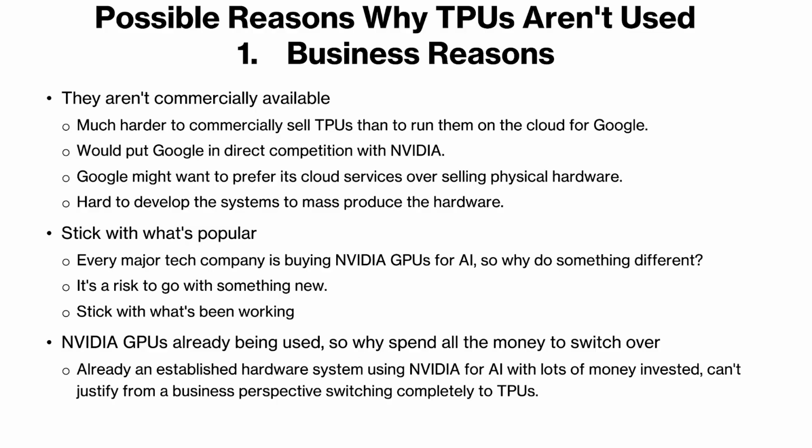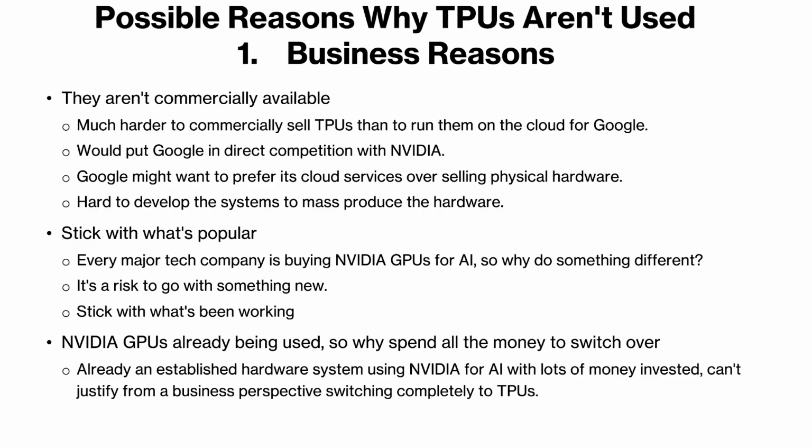And Google might prefer its cloud services over selling physical hardware because with the cloud, Google can manage it themselves. If they sell the physical hardware, then other people will have the TPUs available and will basically make their own competitors to their cloud service. Also, not to mention the physical manufacturing that would have to go into producing this hardware, you would need warehouses that can mass produce these things.